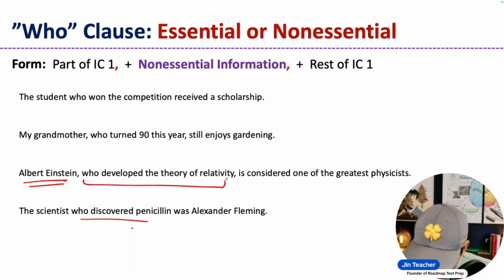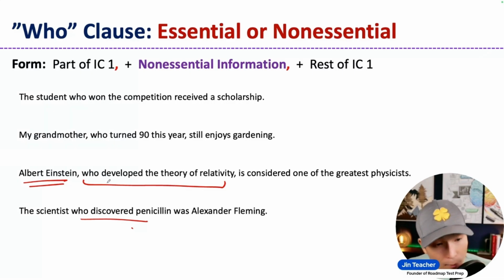Who developed the theory of relativity, right? This is the who clause, and we know here it's going to be non-essential, because on multiple levels, we wouldn't read the sentence like "Albert Einstein who" as one connected or fluid thought. There has to be a break, right? Albert Einstein, who developed the theory of relativity.